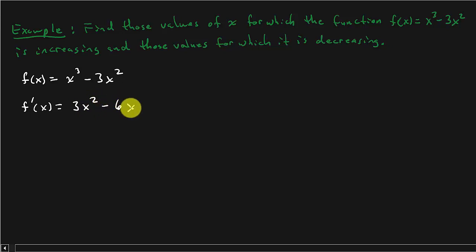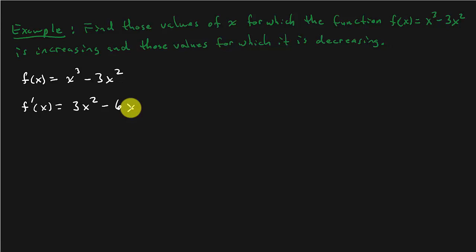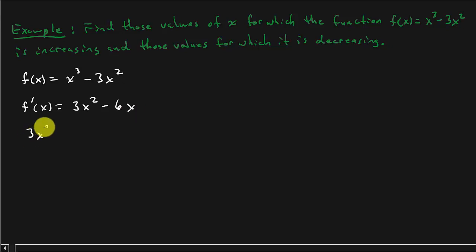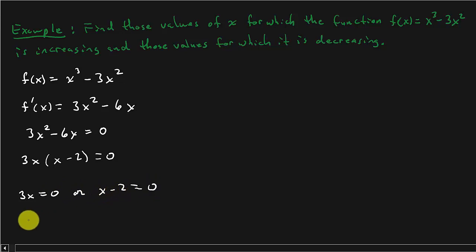All right. And then we take the first derivative, 3x squared minus 6x, and set it equal to 0 and solve for x. So let's factor out a 3x. That's going to leave me with x minus 2. And so I get 3x equals 0 or x minus 2 equals 0, and so x equals 0 or x equals 2. Okay, so these are our critical numbers, 0 and 2.